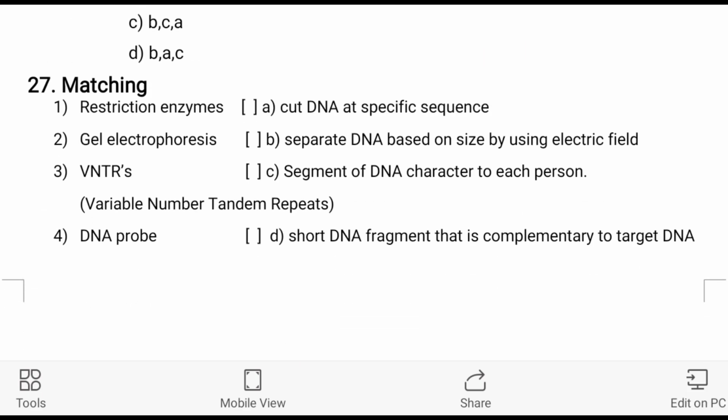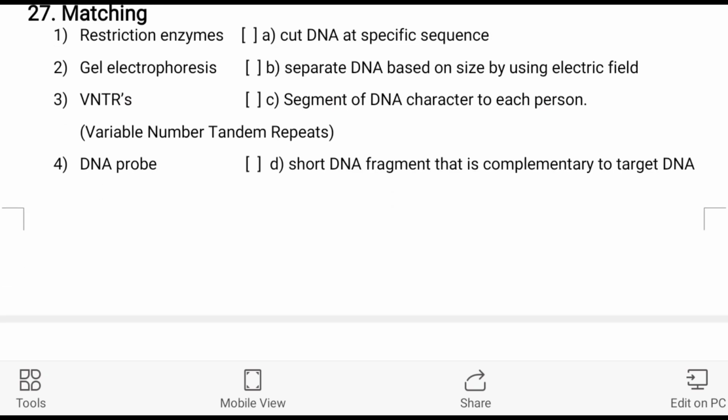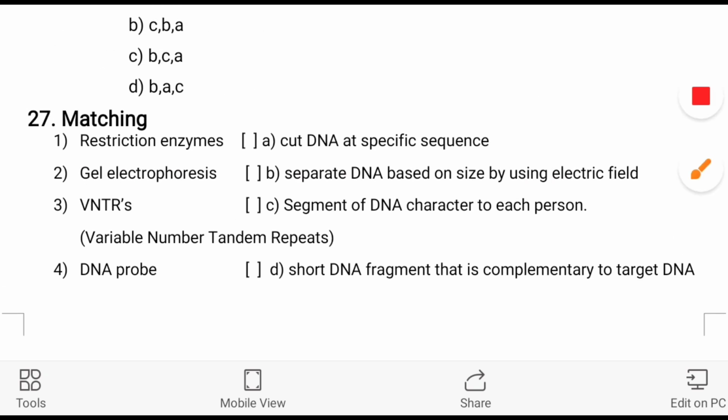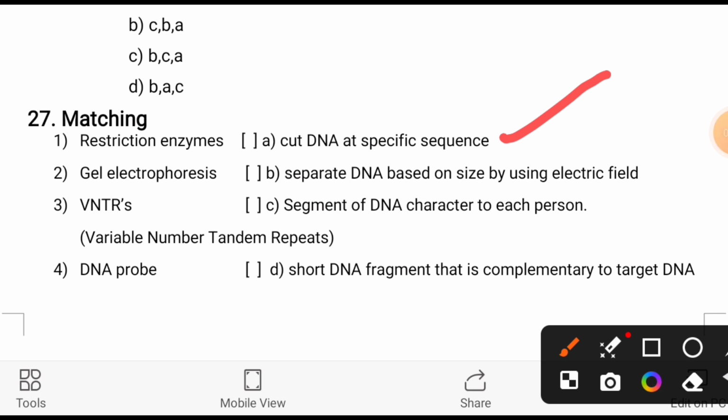Let's see the next matching. Restriction enzymes can cut the DNA at specific sites. That is the correct answer. Gel electrophoresis separates the DNA based on their size in the electric field. VNTRs are segments of DNA characteristic to each person. They are called variable number tandem repeats. DNA probe: a short DNA fragment that is complementary to target DNA.